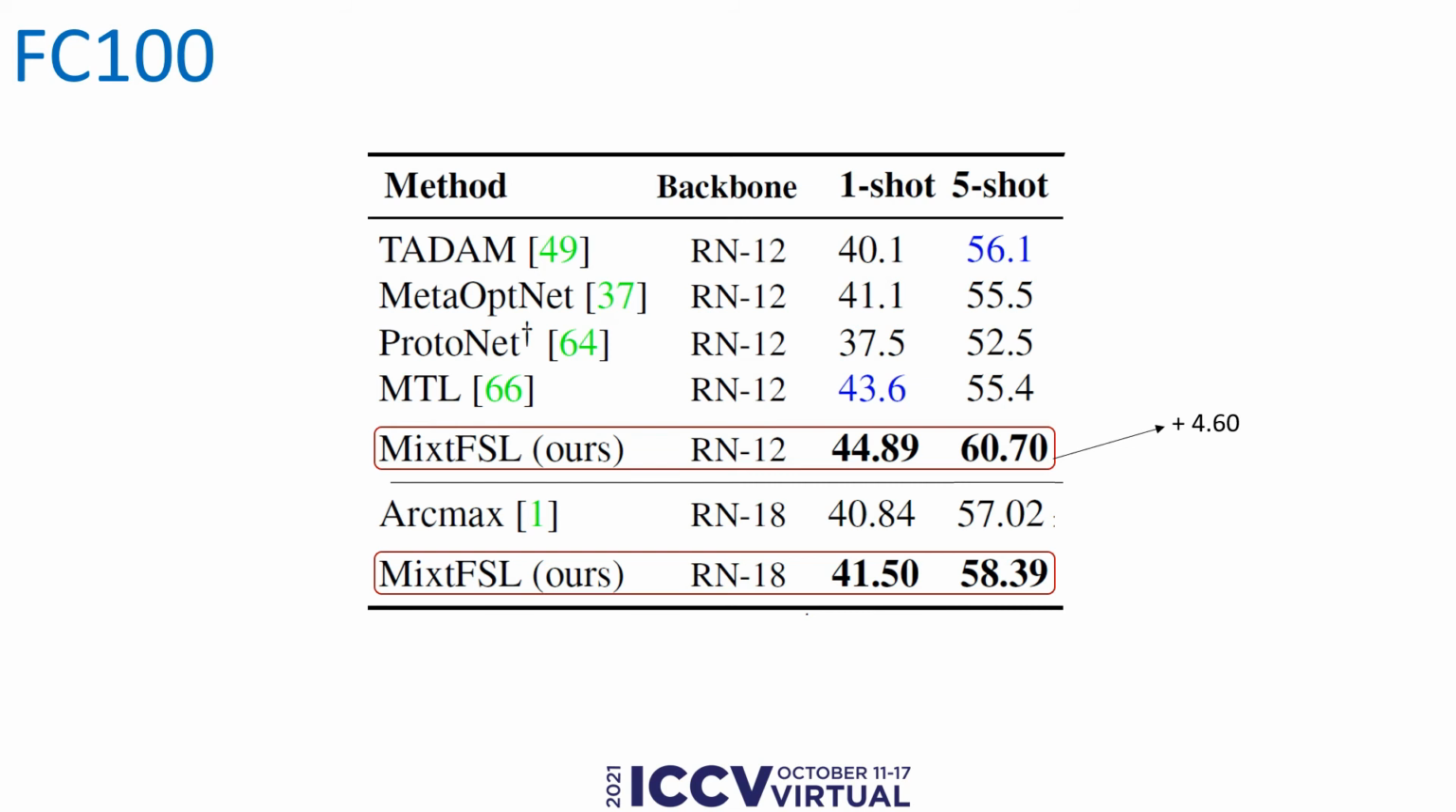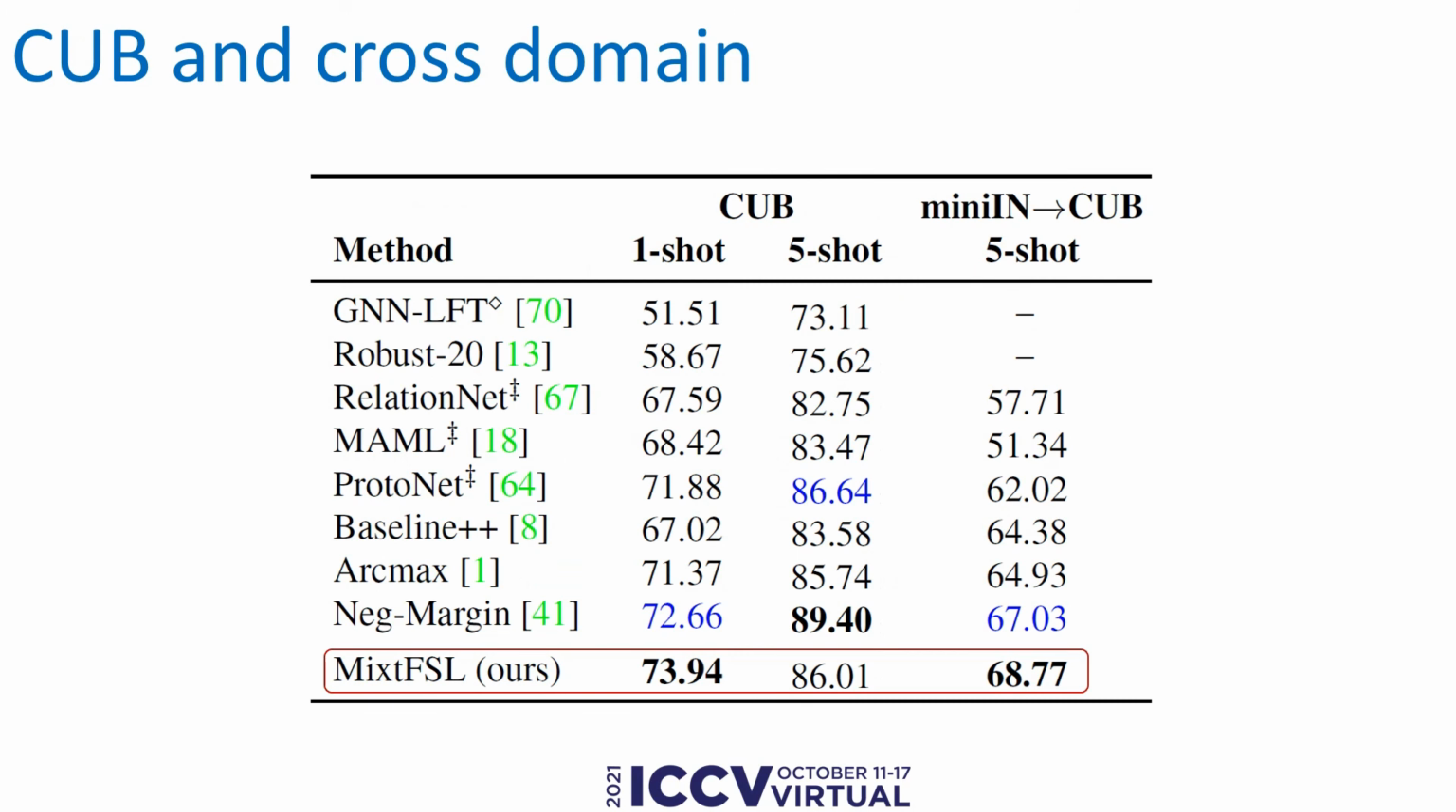Next, we have the evaluation of our MixtFSL on CUB, both for fine-grained classification in 1 and 5 shot and for cross-domain adaptation from miniImageNet to CUB in 5 shot using ResNet 18. Our method gains 1.74% over the state-of-the-art in cross-domain adaptation.